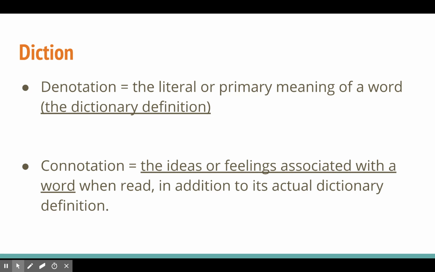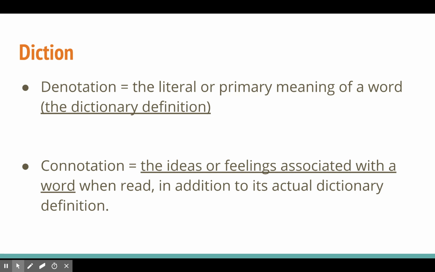Connotation is where the author's voice is really going to start to play. So connotation refers to the ideas or feelings associated with a word when read, in addition to its actual dictionary definition. So if you hear or read a word, sometimes that particular word might have a positive association with it or a negative association.